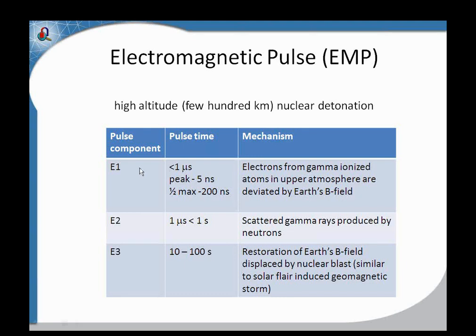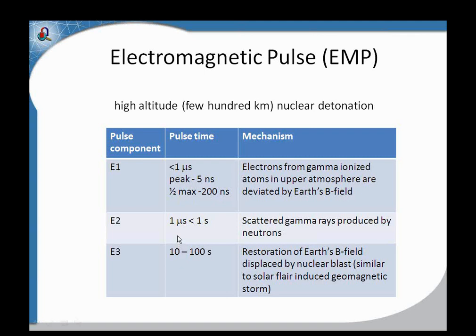So with the different components of the pulse, we have 3 components, E1, E2, and E3. The E1 pulse lasts less than 1 microsecond, and that's due to electrons from gamma ionized atoms in the upper atmosphere, deviated by the Earth's magnetic field. And this pulse lasts about 200 nanoseconds. It's down by a factor of half after 200 nanoseconds.